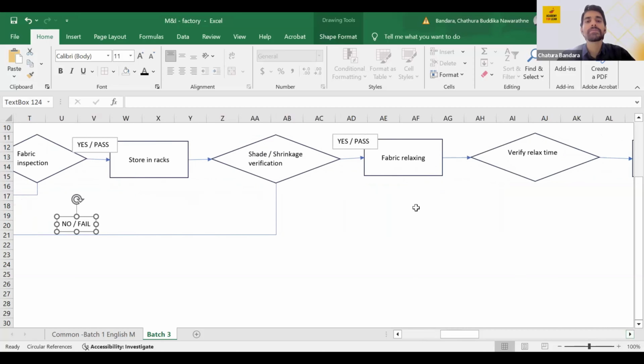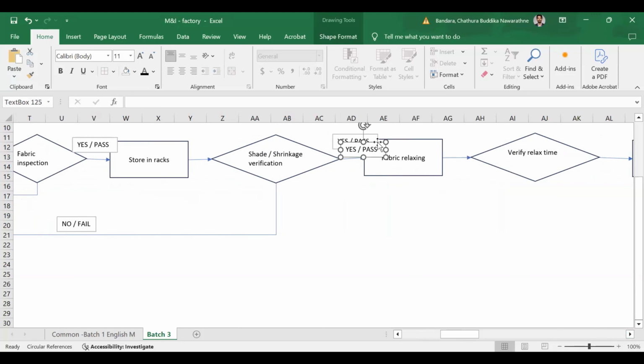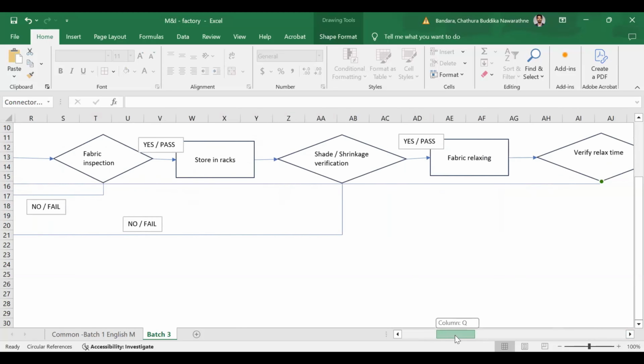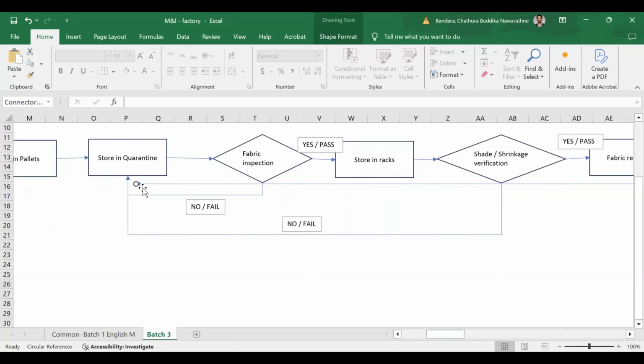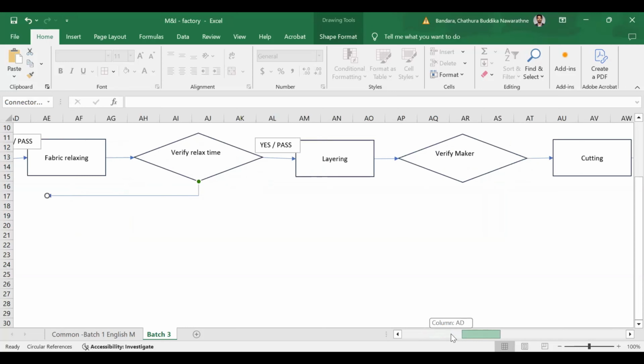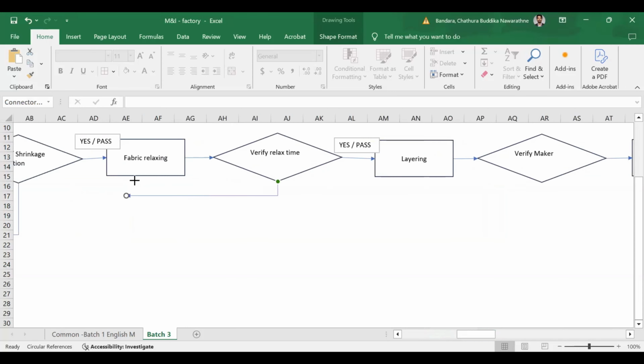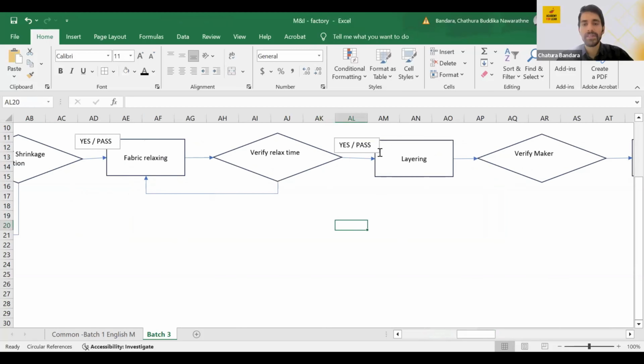Relax time verification. What happens if the relax time is not passed? It goes to the bin storage area, stores, for relaxing again, right? Yeah. Okay, verify marker.